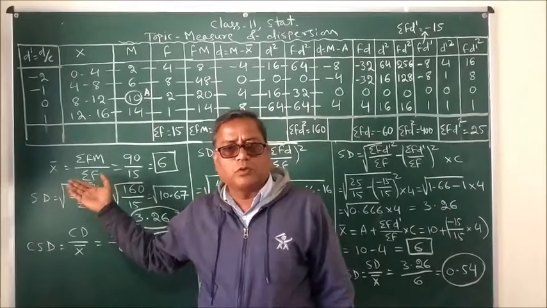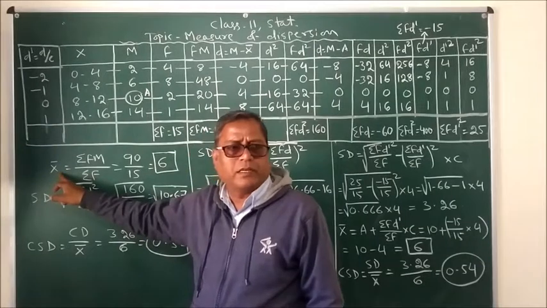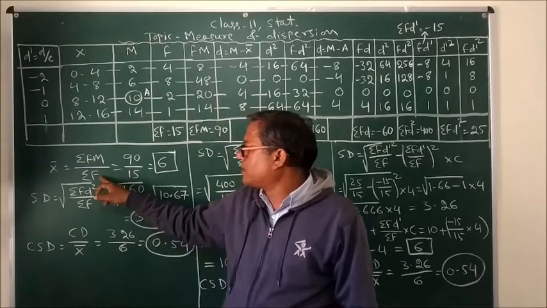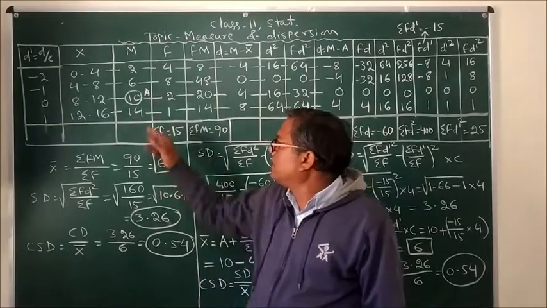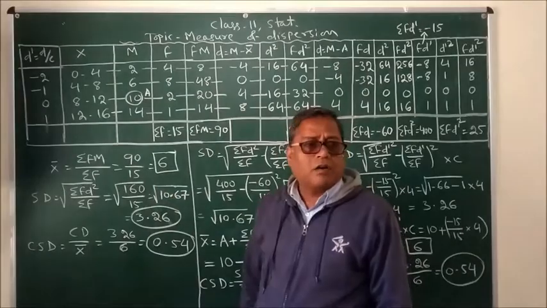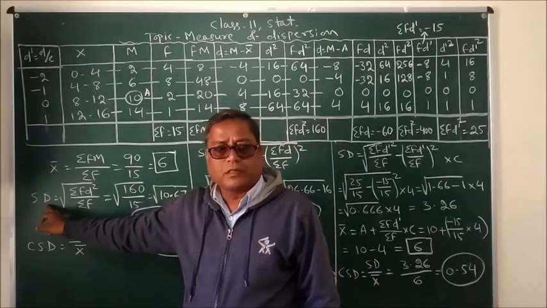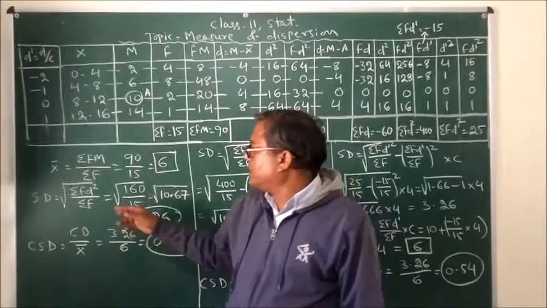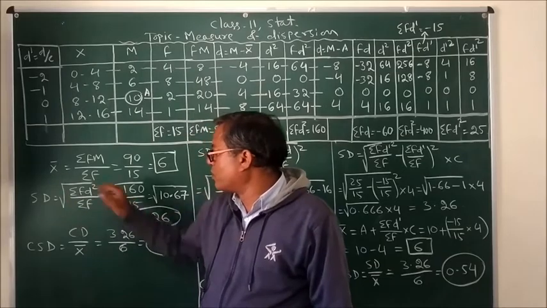So first come to the direct method, and first of all we need to find the actual mean, where the formula for actual mean is x bar equal to summation fm by summation f. You are quite acquainted with all these things earlier. And here in this series, the actual mean we calculated is 6. Now it is time for the formula for standard deviation. The formula needed in a continuous series is summation fd square upon summation f, and total square root.